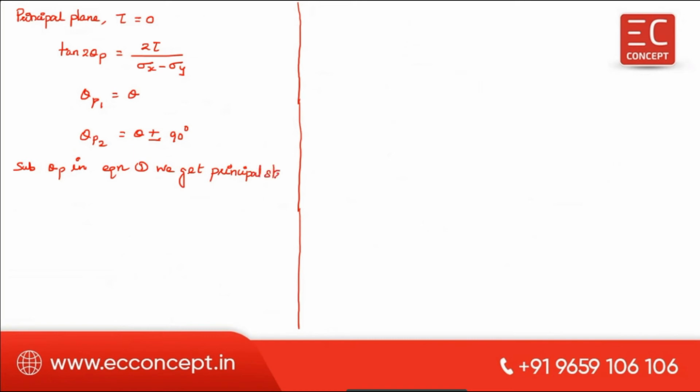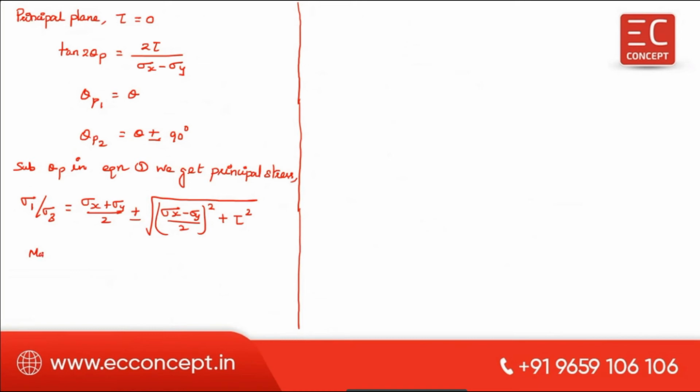We get principal stress. So what is the principal stress now? Sigma 1 or sigma 3 is equal to sigma x plus sigma y divided by 2, plus or minus. Plus means sigma 1, minus means sigma 3. The square root of sigma x minus sigma y divided by 2 the whole square plus tau square. Okay. So this is the formula.